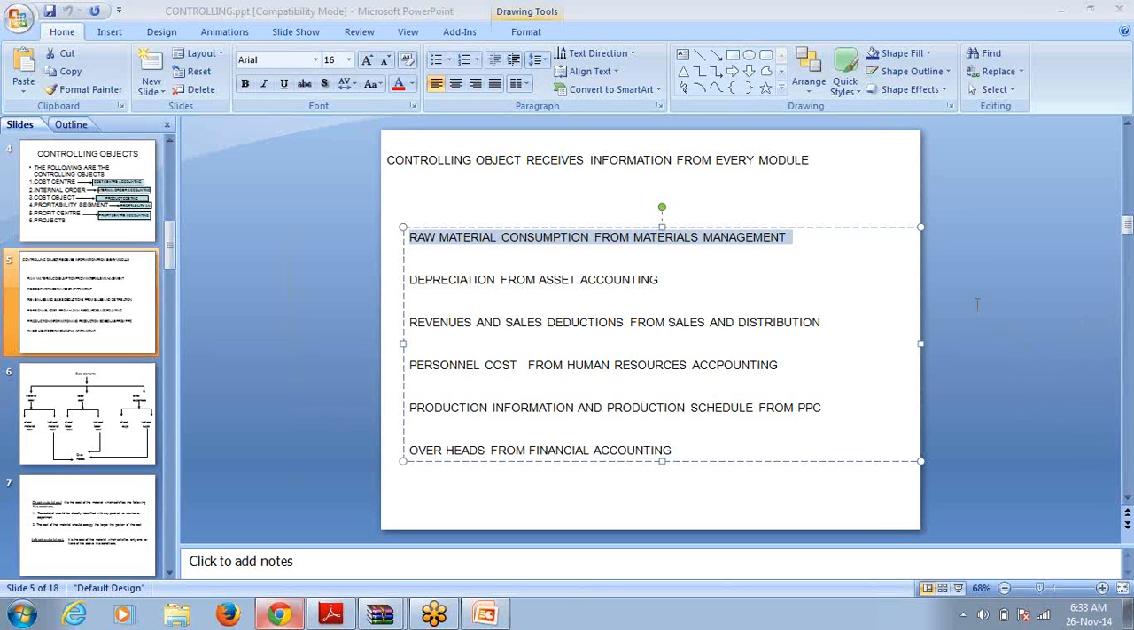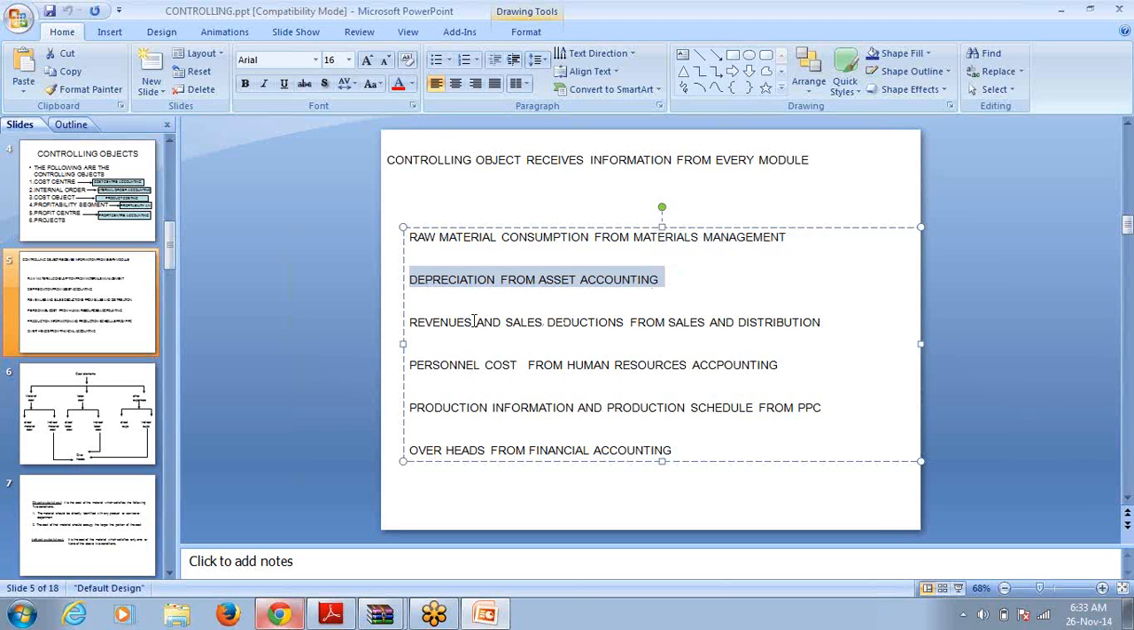No, MM to general ledger to CO. Then depreciation from asset accounting. So when you have executed the transaction code AFAB in asset accounting, you have seen the depreciation account is updated in the general ledger, and the depreciation amount is transferred to controlling for the purpose of analysis.